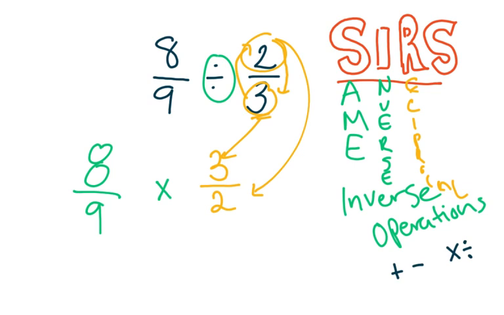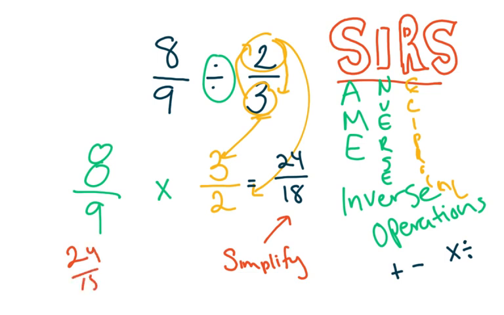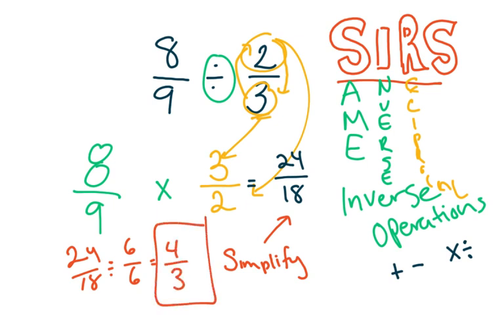And then finally, we have a multiplication problem. We're going to multiply. 8 times 3 is 24. 9 times 2 is 18. The last S stands for simplify. Always check to see if you can simplify your final answer. In this case, I can. The greatest common factor between 24 and 18 is 6. 24/18 divided by 6/6 is 4/3. So my final answer would be 4/3.